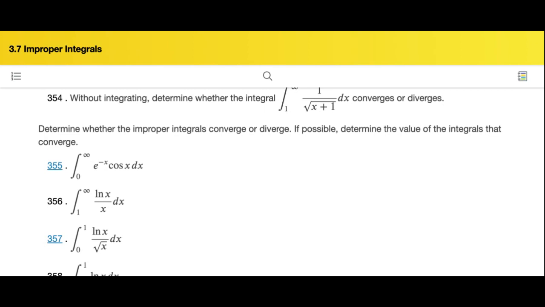Actually, hold on. This one is tricky because we're going to be running in circles. Sine x, cosine x, e to the x, e to the x.